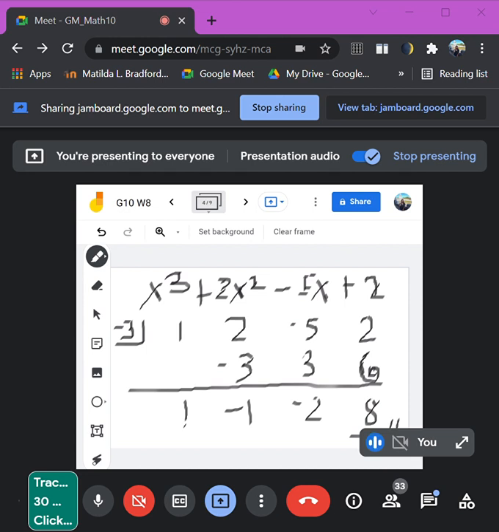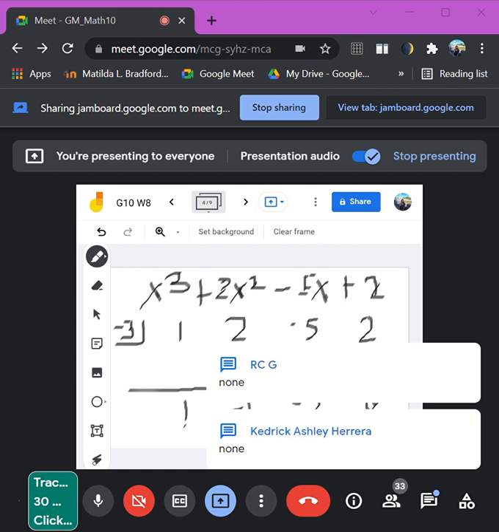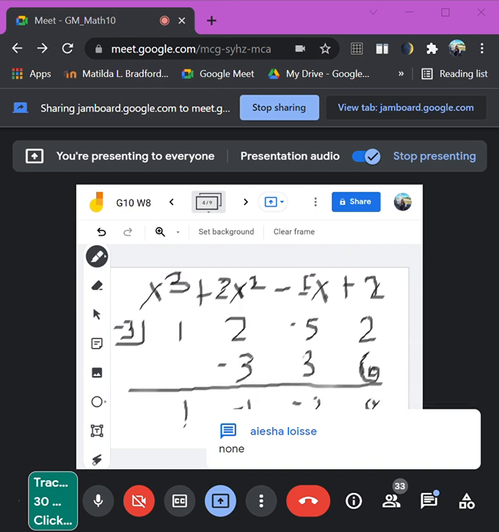Okay, any questions so far about our first example? Okay, none. Very good. I hope the others understood too.